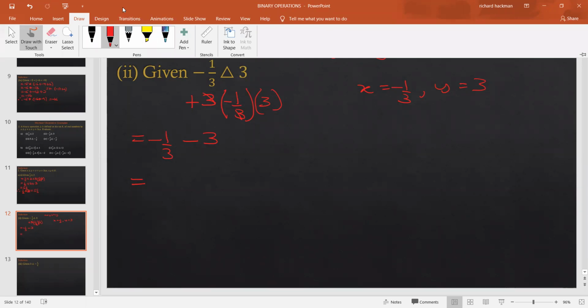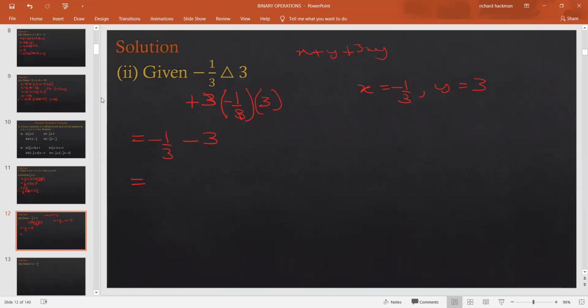All right, okay, so this is it. This will be equal to, sorry, your first one is minus 1 over 3, which is your x, then plus your y, which is 3, before this. So now I think I've corrected it. Is that not it?